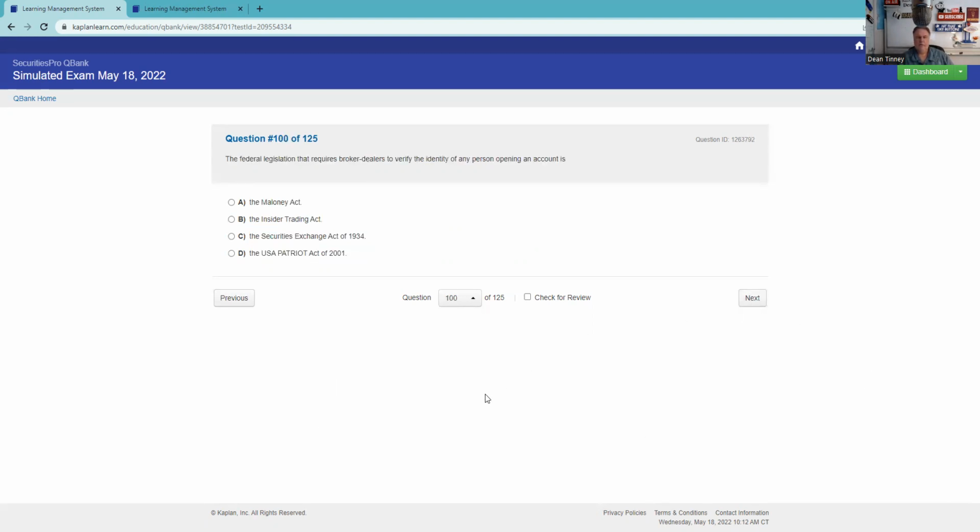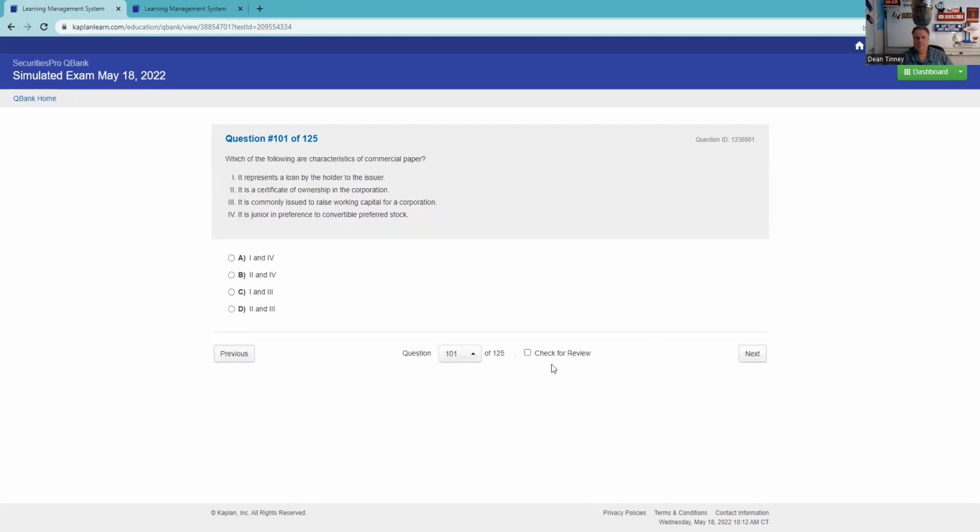The federal legislation that requires broker dealers to verify the customer's identity, that's the Patriot Act. I hate that we call it the Patriot Act because it makes it sound like if you have any problem with it, you're not a patriot. But that's the Patriot Act. It requires a picture ID, and it requires a process for closing accounts that we can identify the customer.